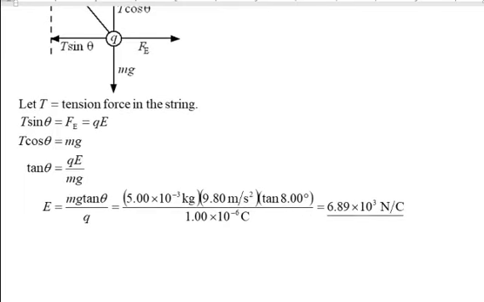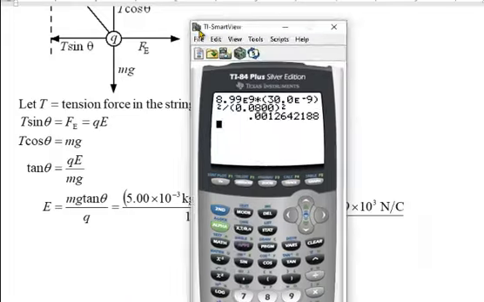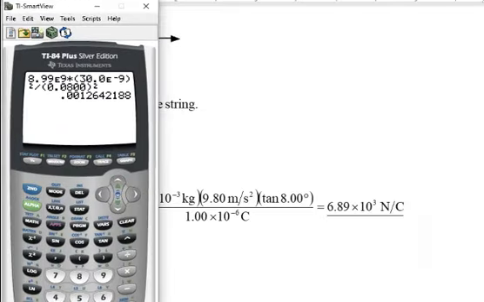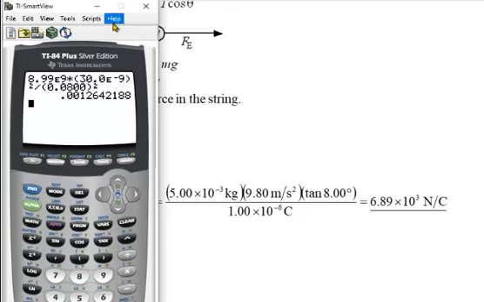And again, I'm going to use the calculator here and put this over here. There we go. This might work. So 5 times 10 to the negative 3. I guess I could have put 0.05 there, times 9.8. The calculator really doesn't care about significant figures. I do. Tangent of 8. I could type the 8.00 there, but again, the calculator doesn't care. Times 1, divide by 1 times 10 to the negative 6.